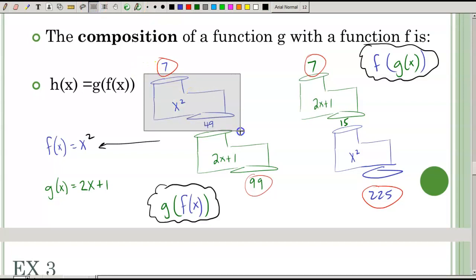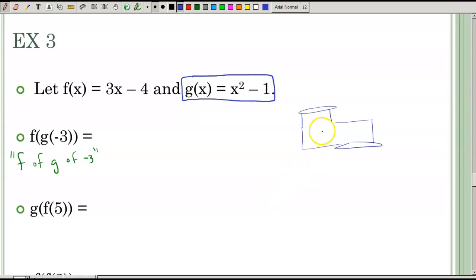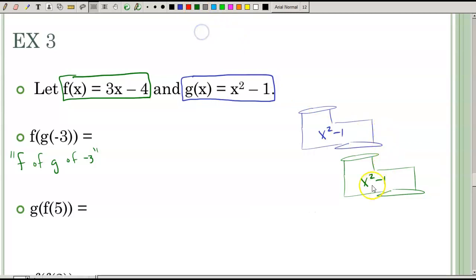But I want to show the visual example before I just go through the problem. So let's think of it in terms of a function machine again. Let's say that the blue function is g of x, so that is x squared minus 1. And let's say that the green function is 3x minus 4. So this is what it would look like. This green part would be 3x minus 4.